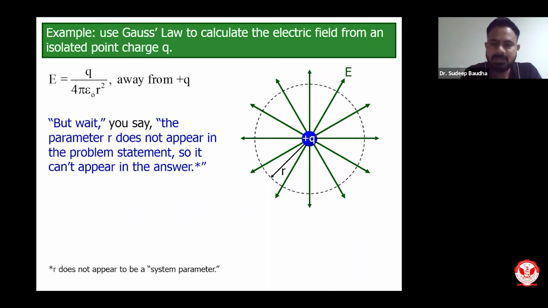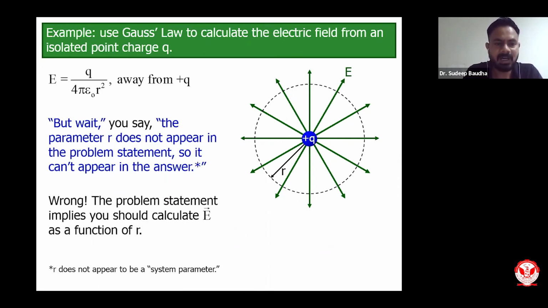Now let us try to understand r. You may say that the parameter r does not appear in the problem statement. So what we have defined does not have this value of r, so it cannot appear in the answer. That is the point under consideration. But actually, r is not our system parameter. r is arbitrary, because r is calculated with respect to E, or you can say E is a function of r.